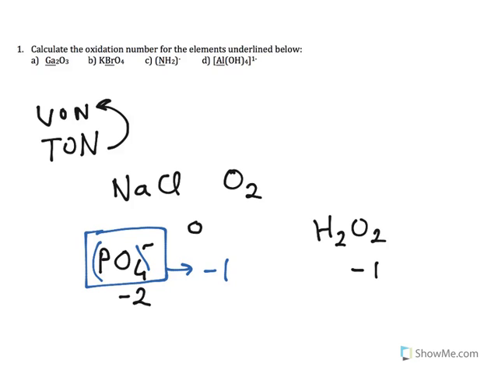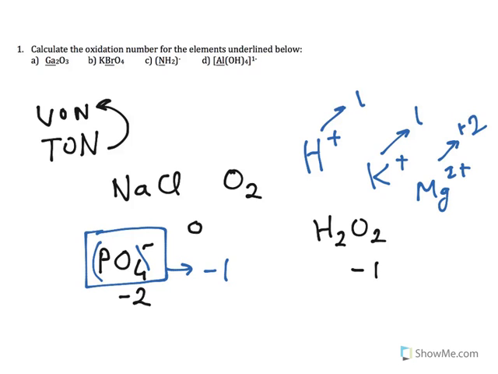Similarly, if we have another example, let's say we have H+, or K+, or Mg2+. Since we know that for ions the oxidation numbers are going to be the charge on them, we will have oxidation numbers of 1, 1, and 2. They're all positive, just like their charges.